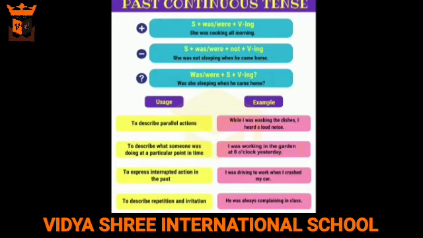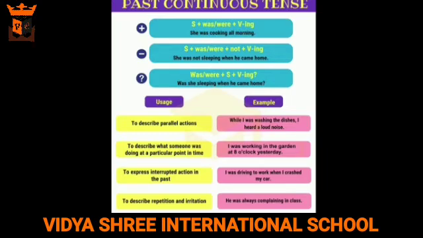In affirmative sentence, we use the structure of subject plus was or were plus ing form of verb. Was is used with singular subject and were is used with plural subject. In negative sentence, it will be subject plus was/were plus not plus ing form of verb. And in interrogative sentence, the structure is was/were plus subject and then ing form of verb.